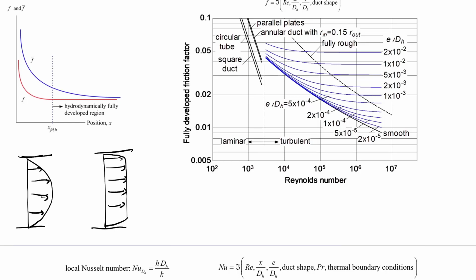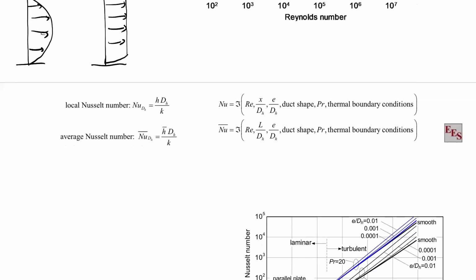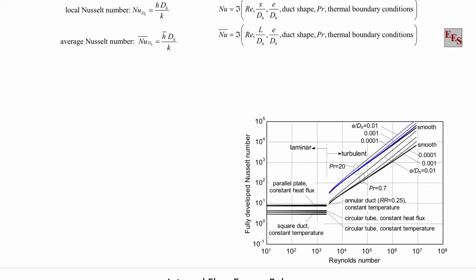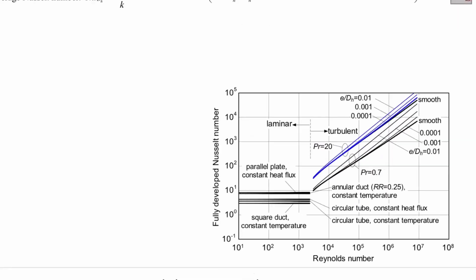Let's think about this for the thermal considerations as well. So again, we could sketch this out for the fully developed Nusselt number. In the laminar region, you see that there's square duct, parallel plate, etc. Those things actually do matter when it comes to predicting the Nusselt number. And then once we get into the turbulent region, the same thing is happening, but now we have surface roughness and we have Prandtl.